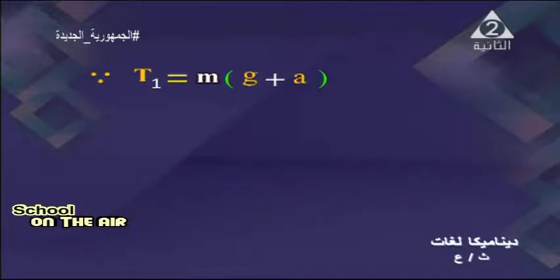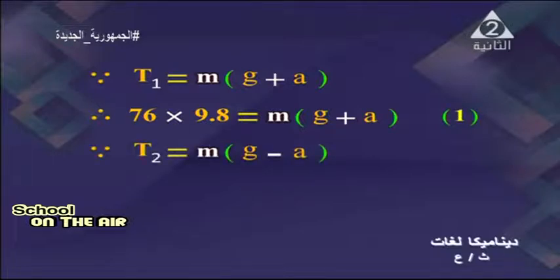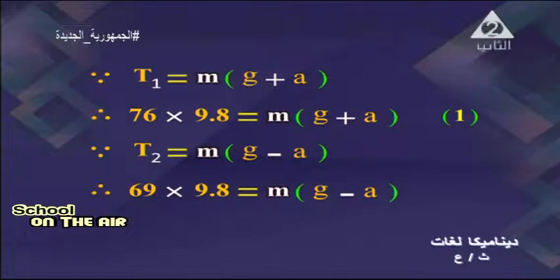When the lift is moving upwards, then T1 equals M multiplied by G plus A. T1 equals 75 kilogram weight, so 75 multiplied by 9.8 equals M times G plus A. In the second case, T2 equals M multiplied by G minus A. T2 equals 69 kilogram weight, then 69 times 9.8 equals M multiplied by G minus A.